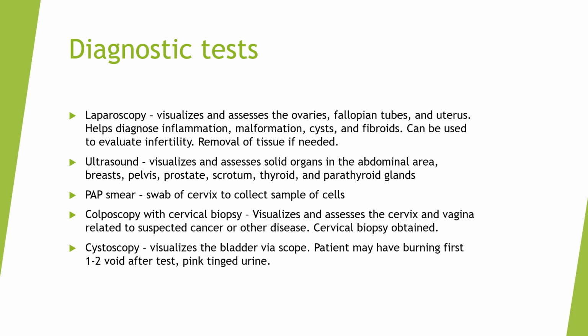A pap smear is a swab of the cervix. This collects a sample of cells. A colposcopy visualizes and assesses the cervix and vagina related to suspected cancer or other diseases. A cervical biopsy is obtained, typically during a colposcopy. So these are done after an abnormal pap smear.